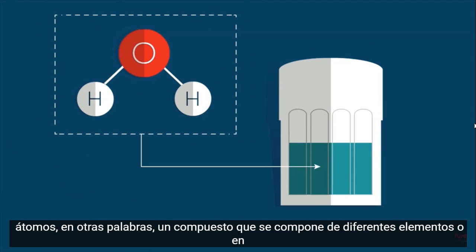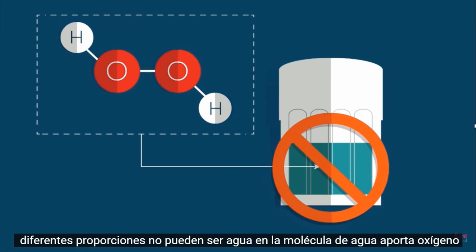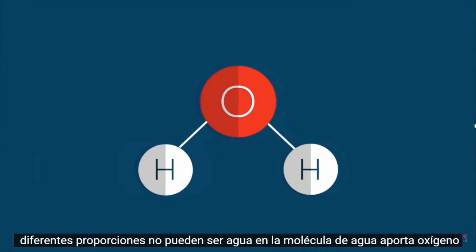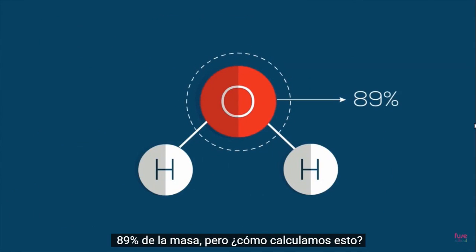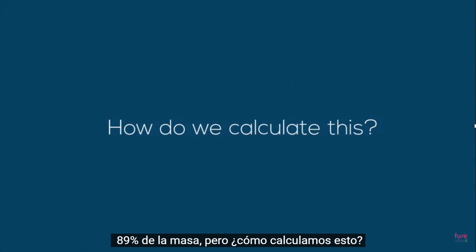In other words, a compound that is made up of different elements or in different proportions cannot be water. In the water molecule, oxygen contributes 89% of the mass. But how do we calculate this?